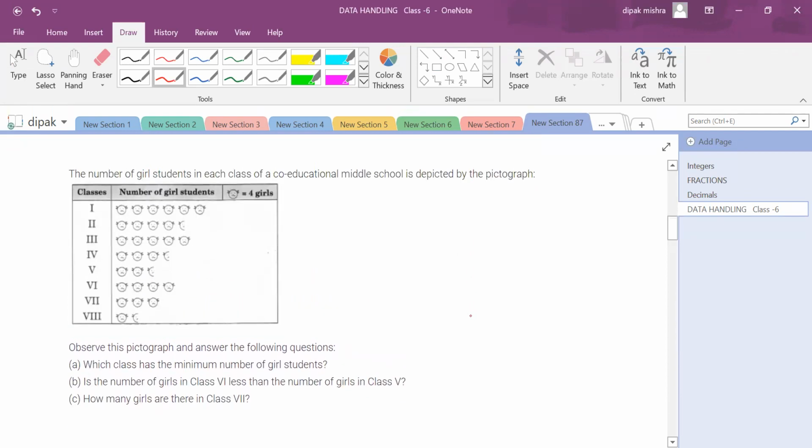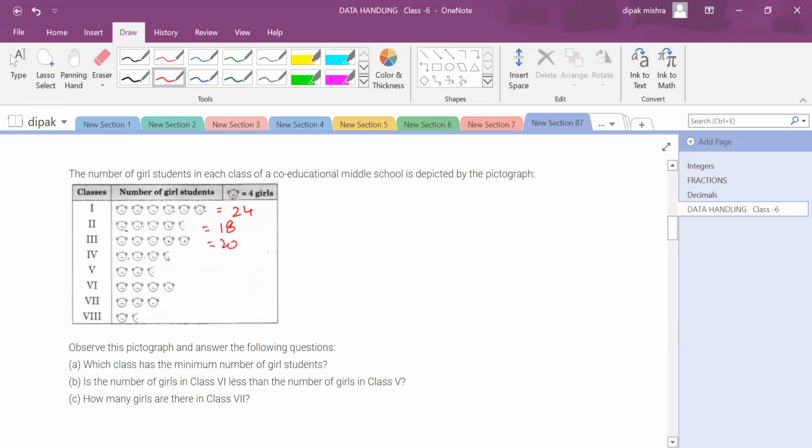The number of girl students in each class of a co-ed school is depicted by the pictograph. Observe this pictograph and answer the following questions. Which class has the minimum number of girl students? One picture of this face is equal to 4. So 6 pictures will be 24. Then 4 pictures is 16, and with a half it is 16 plus 2 is 18. Then 5 pictures will be 20.